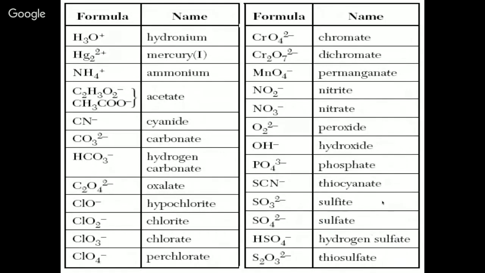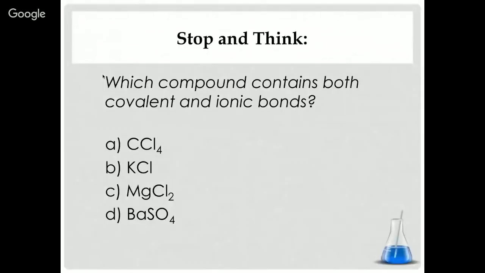And this is our table E, as you see here. And there was our ammonium ion. So whenever you see a polyatomic ion, we know it contains both types of bonds. So which compound contains both covalent and ionic bonds? Take a moment, open up table E in your reference table, and we'll go over this in a second.